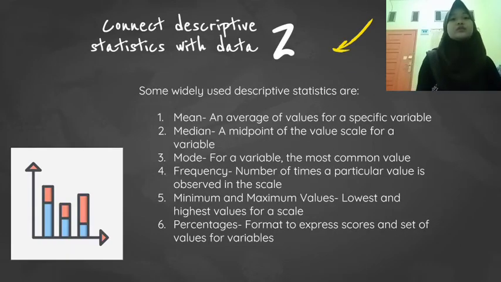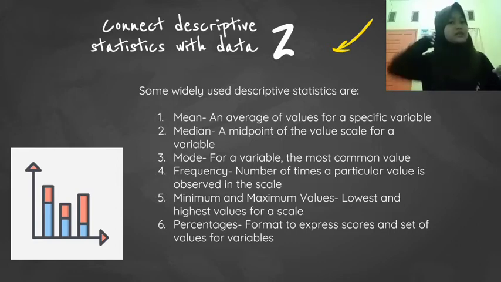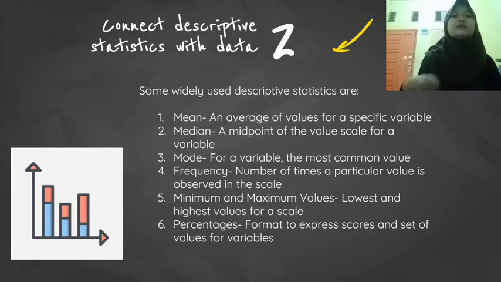The second step is to connect descriptive statistics with the data. In this step, it means that we connect the descriptive statistics that we have already set with the data that we get. Some widely used descriptive statistics are, for example, mean, median, mode, frequency, minimum and maximum, and also percentages. This way is to represent the data in a more specific and easier way to be read.